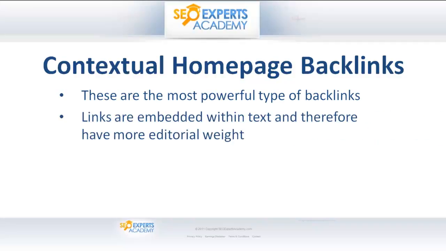So the reason that we want them embedded actually within the text is that that's generally regarded as having the highest editorial weight, and that's a direct quote from Matt Cutts of the Google Web Spam team. And certainly in all of my testing and experiments that I've run, that definitely is true. The contextual backlink definitely has way more power than blog comment type links or site-wide blog roll links or footer links. So let's have a look at an example of some contextual homepage backlinks.